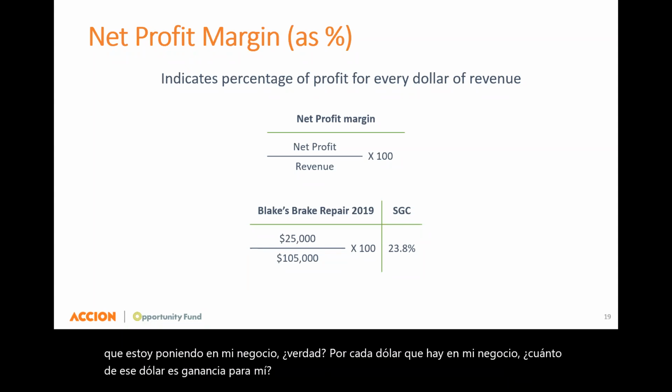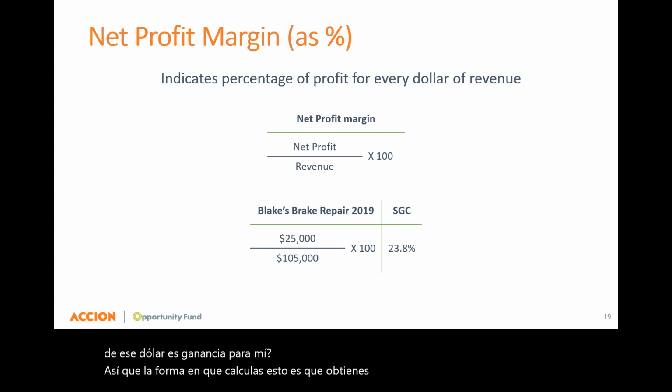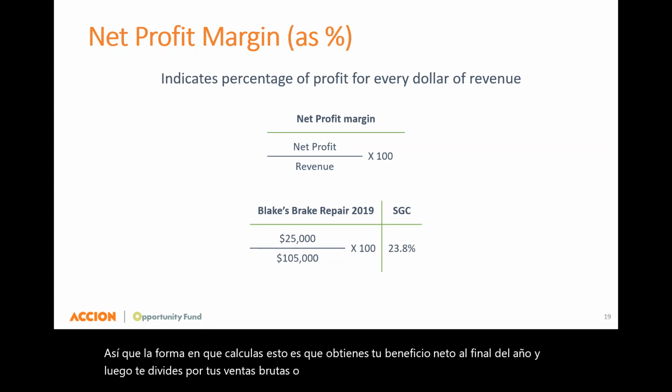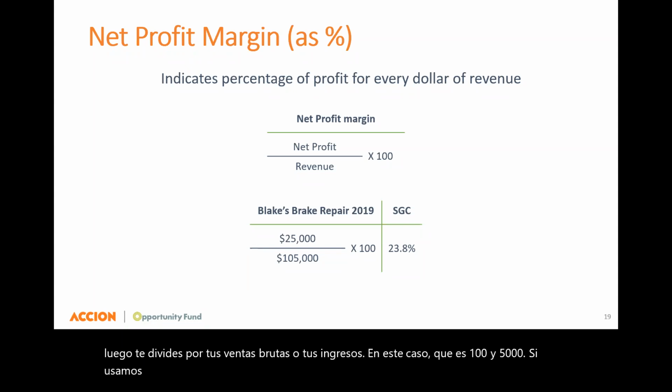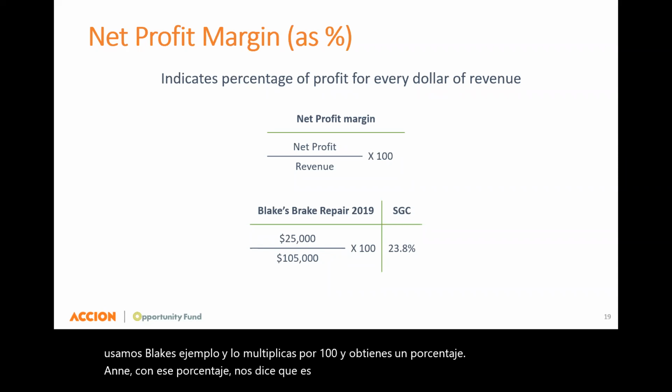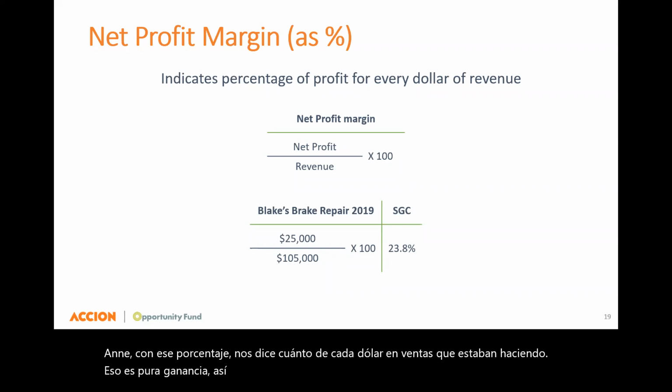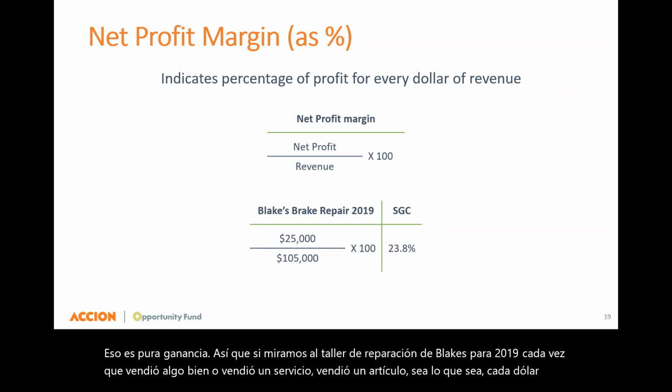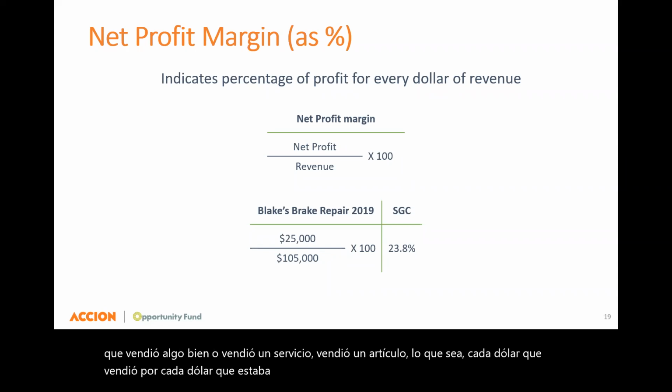The way you calculate this is you take your net profit at the end of the year and divide it by your gross sales, or your revenue in this case, which is 105,000 if we use Blake's example, and you multiply it by 100 to get a percentage. That percentage tells us how much of every dollar in sales is pure profit. If we look at Blake's repair shop for 2019, for every dollar he sold, whether a service or an item, he was making 23.8 cents in profit.